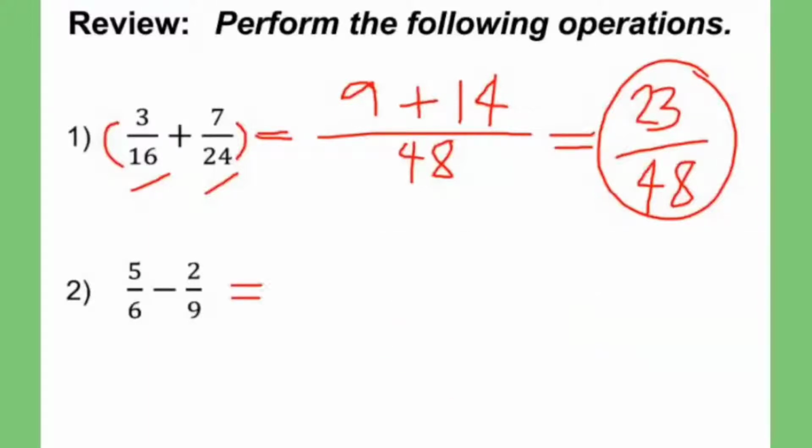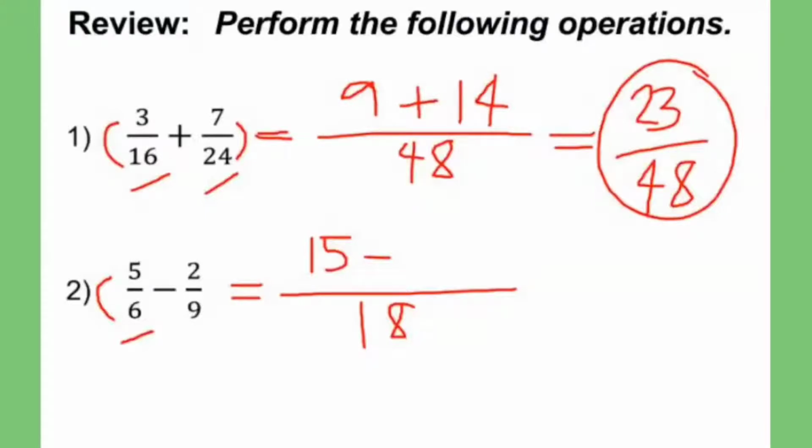Kopyahin na natin yung ating LCD. We do the same process. Yung LCD natin, i-divide natin sa ating previous denominators. 18 divided by 6, that is equal to 3. Then multiply 3 to the numerator. So 3 times 5, we have 15. We copy the subtraction operation.